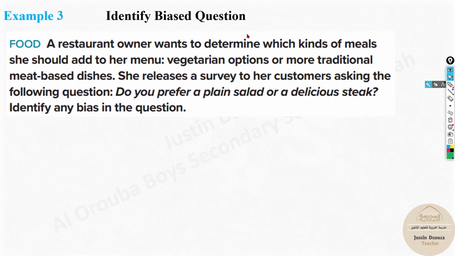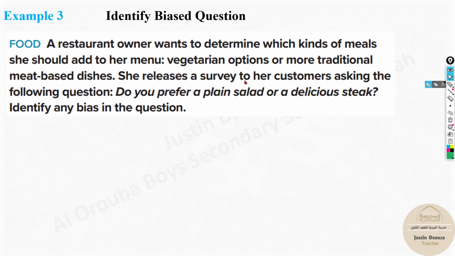There's another example. Again, we need to identify the bias, a biased question. Okay. A restaurant owner wants to determine which kinds of meals she should add to a menu: vegetarian options or more traditional meat-based dishes. So they want to add some more dishes to the menu. So which one, vegetarian or meat-based?